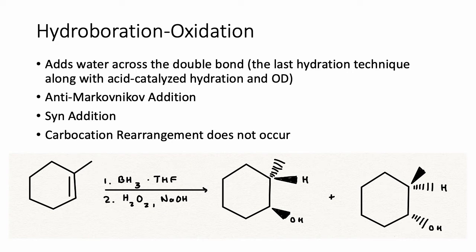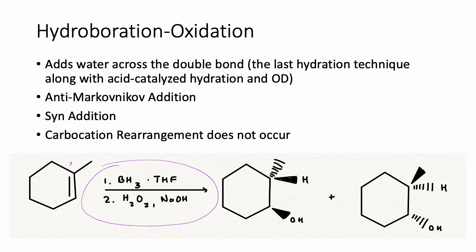Next, we have hydroboration oxidation, and this also adds water across the double bond. And so this is the last hydration technique along with acid-catalyzed hydration and OD. This proceeds via anti-Markovnikov addition and syn addition, and carbocation rearrangement does not occur. So here are the reagents we'll use for hydroboration oxidation.